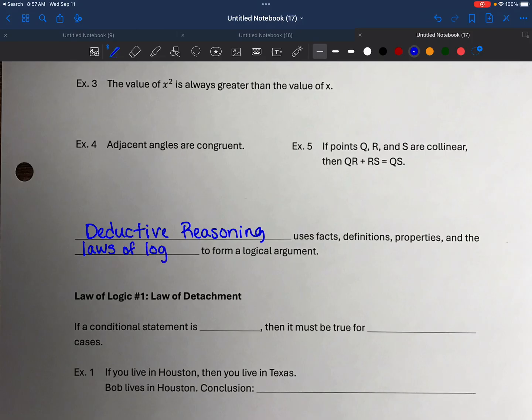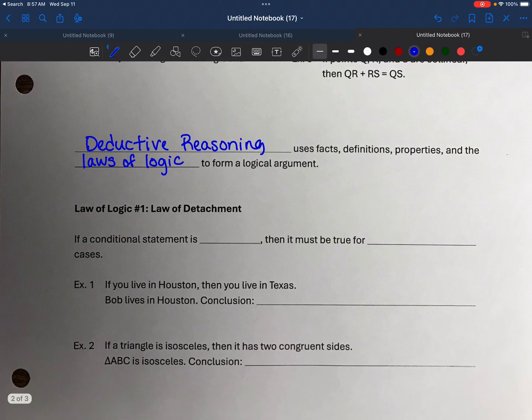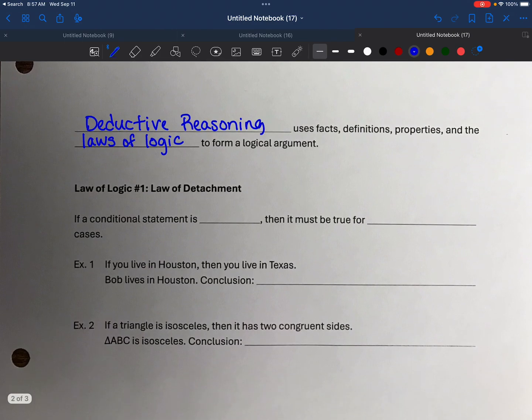Uses facts, definitions, properties, and the laws of logic to form a logical argument. Okay, so law of logic number 1 is called the law of detachment. It says that if a conditional statement is true, then it must be true for specific cases.